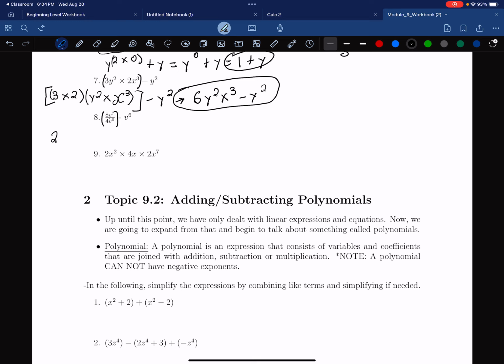And then I'm going to multiply that by v raised to the 7th minus 0 power. And then I'm going to subtract v to the 6th power. So this is going to get us 2. 7 minus 0 is 7. So we're going to get 2v to the 7th minus v to the 6th power.